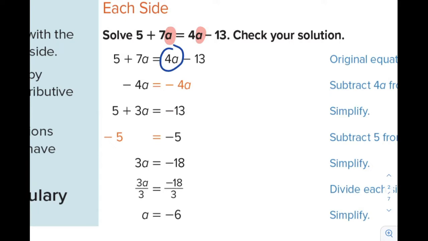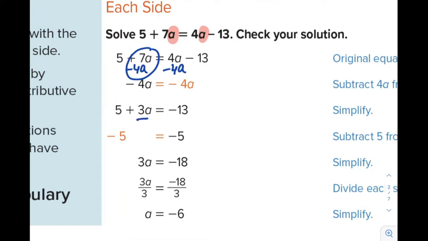وبالتالي الأربعة A رح تروح للسبعة A. Or in other words, we can say that we will subtract the 4A from both sides. رح نطرح الأربعة A من الجهتين. If you do that, then what will happen? 7A minus 4A is 3A. 4A minus 4A is 0.